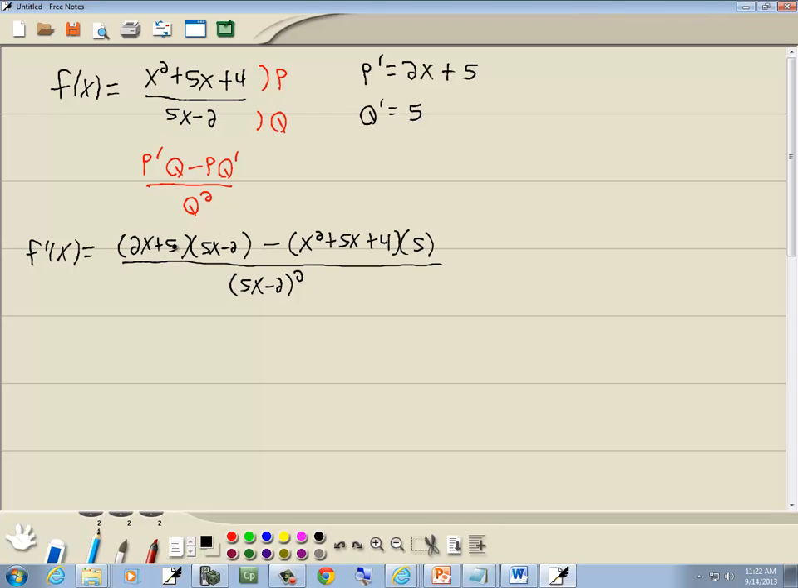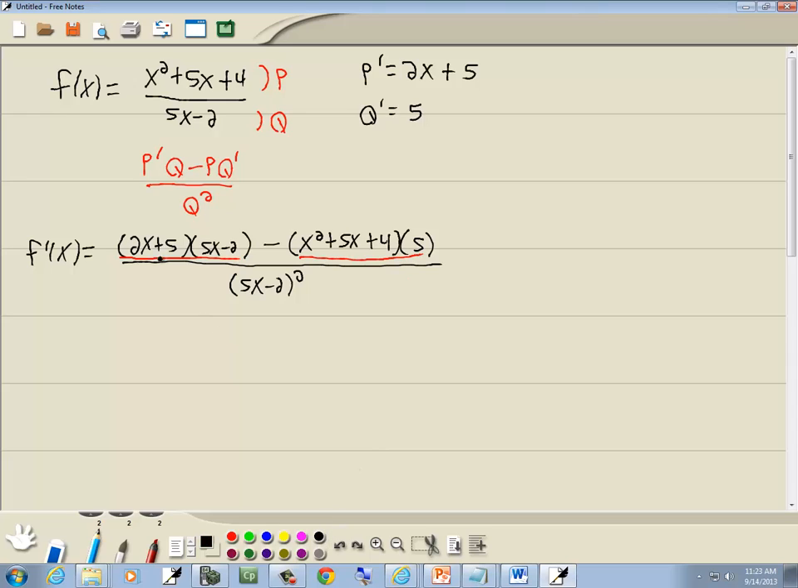Now, as I look at my first group and my second group here, in the second group I have x squared plus 5x plus 4. I could factor that. That factors as x plus 1 times x plus 4. It wouldn't help me any, because these two groups still wouldn't have anything in common. When I say groups, I'm talking about this is my first group, and this is my second group.